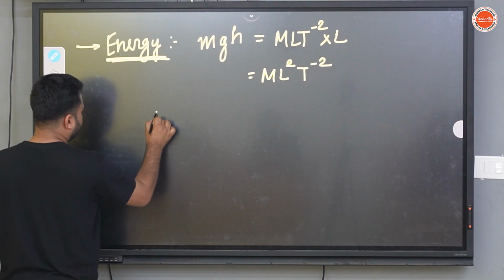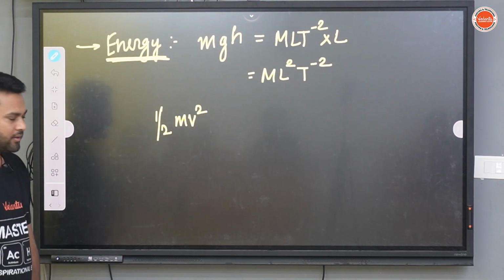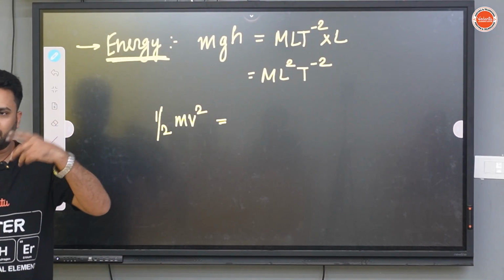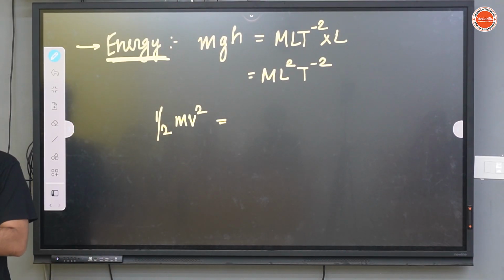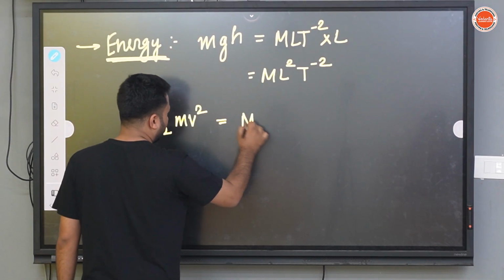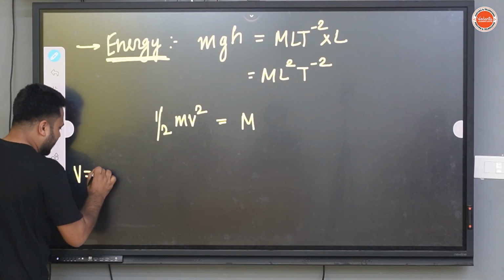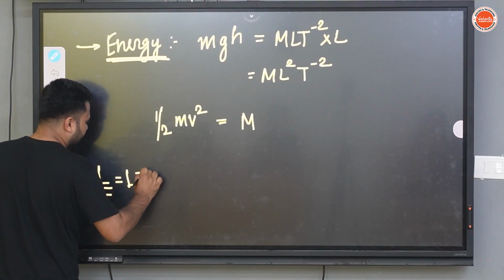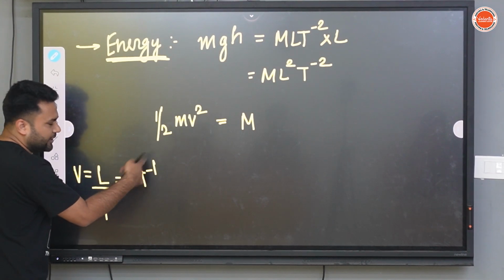If I use the formula for kinetic energy, half M V square. See, any number has no dimension. So this 1 by 2 will have no dimension. So mass has dimension M. What is velocity? Meter per second. Meter is length, per second, so L T to the power minus 1. Velocity squared is L square T to the power minus 2.